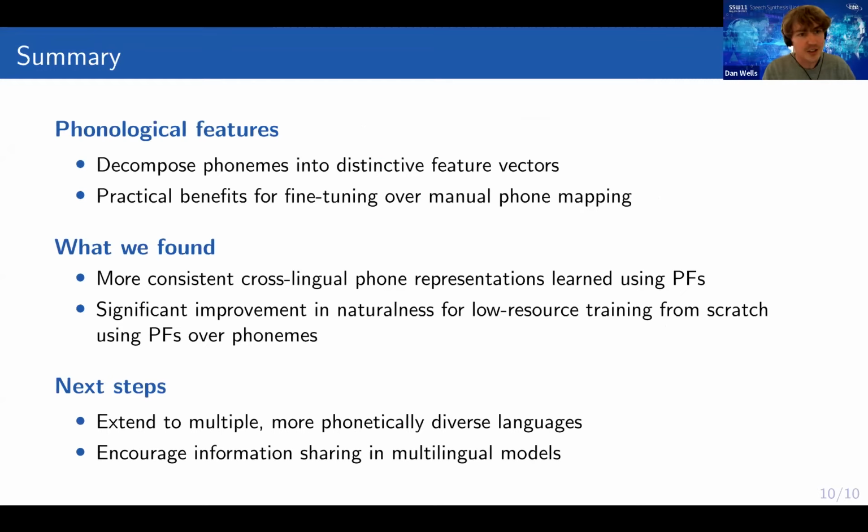Okay, so just to summarize, we looked at using phonological feature vector inputs for low resource TTS. This has, besides anything else, I think practical benefits for fine-tuning setups over manual phone mapping in a phoneme-based system because of this shared input vocabulary. We found apparently more consistent cross-lingual phone representations learned using the phonological features, and a significant improvement in subjective naturalness ratings for low resource training using the phonological features over phonemes if you're training from scratch.